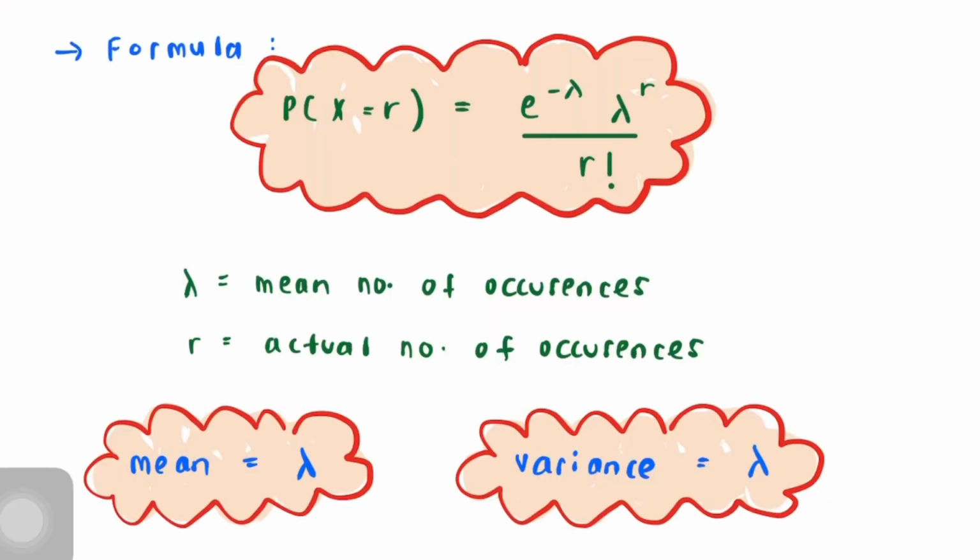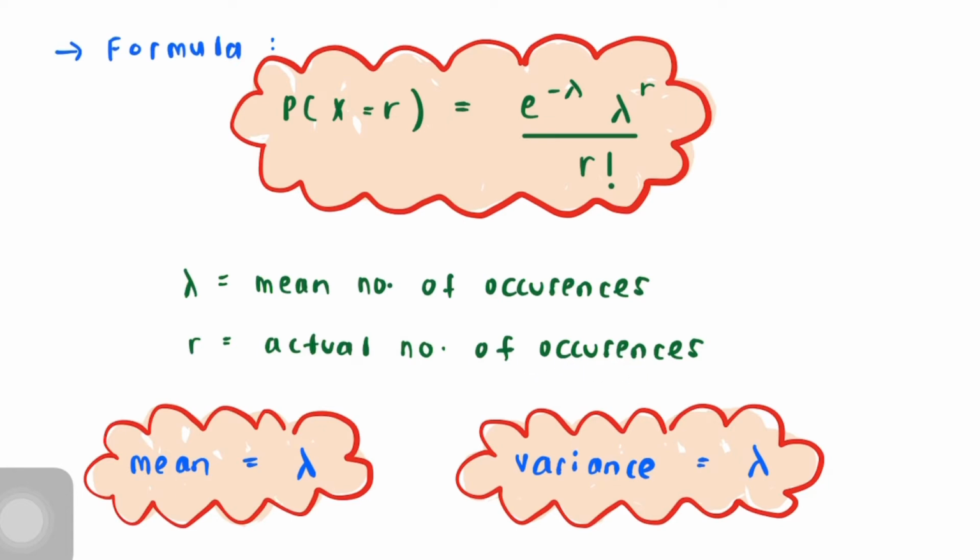And then what about the formula? You have e to the power of negative lambda, lambda to the power r, over r factorial. So what is lambda here? Lambda is the mean or the average number of occurrences, so how many times the event happens in a particular day or in a particular week. r is the actual number of occurrences.